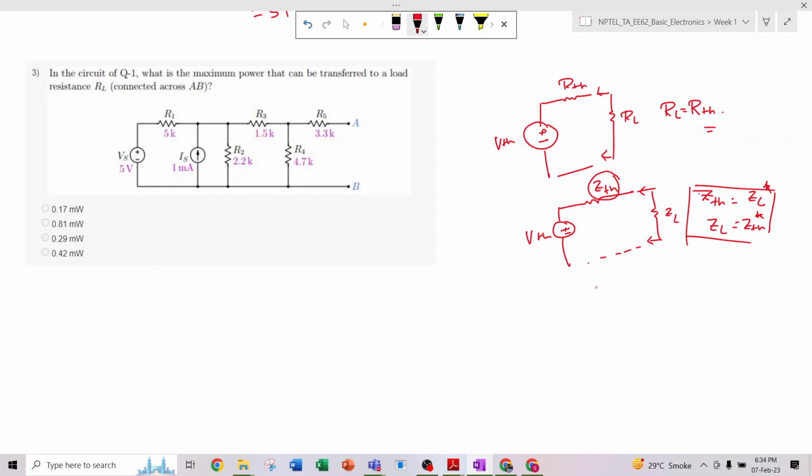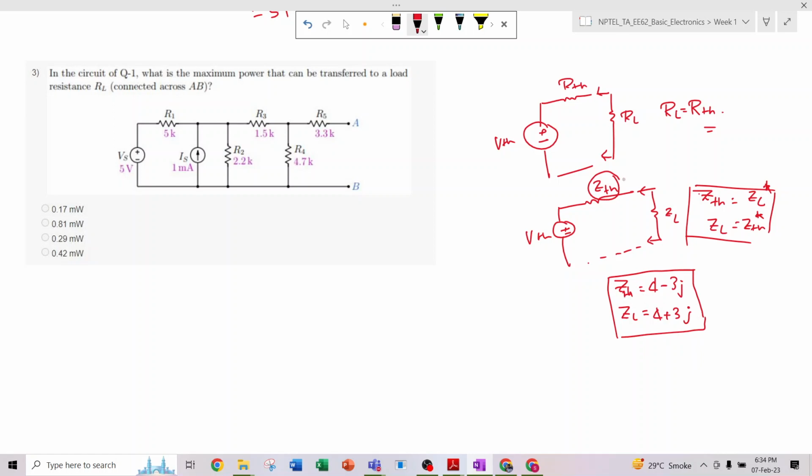Suppose in any question the Thevenin resistance comes out like 4 minus 3j, then the question might ask what should be the ZL value so that the maximum power transfer will happen. So it will be 4 plus 3j, that is the complex conjugate. Complex conjugate means this minus will turn to plus. So always remember this thing. ZTH will be nothing but the complex conjugate of ZL and vice versa.